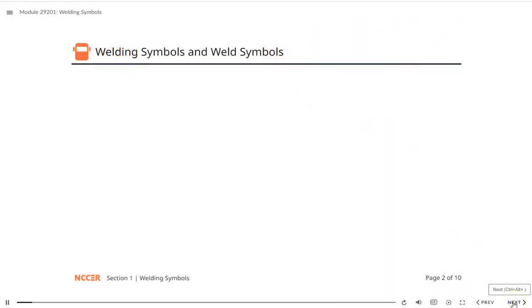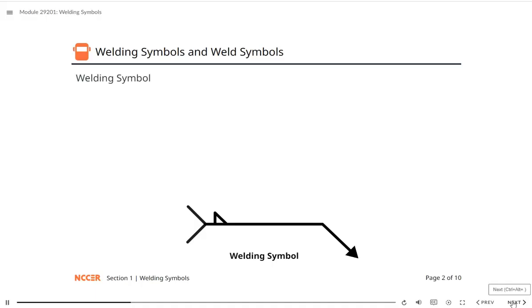Drawings and project specifications contain a variety of symbols that must be accurately interpreted by welders in order to meet the design specifications. The basis for interpreting these symbols is an understanding of welding symbol construction. First, it's important to understand the difference between a welding symbol and a weld symbol. A welding symbol, as shown here, is a symbol that represents the specifications for producing a welded joint.